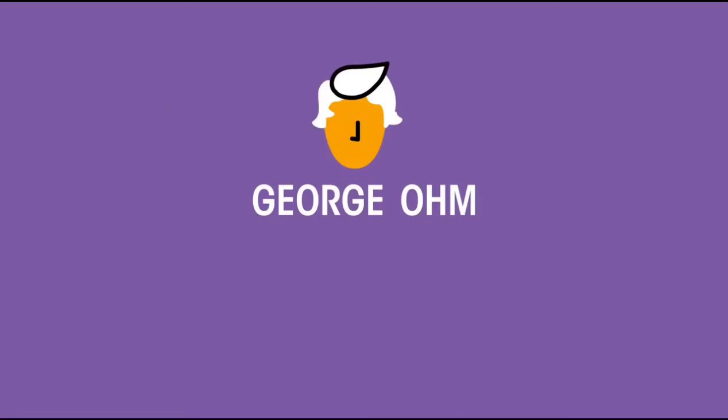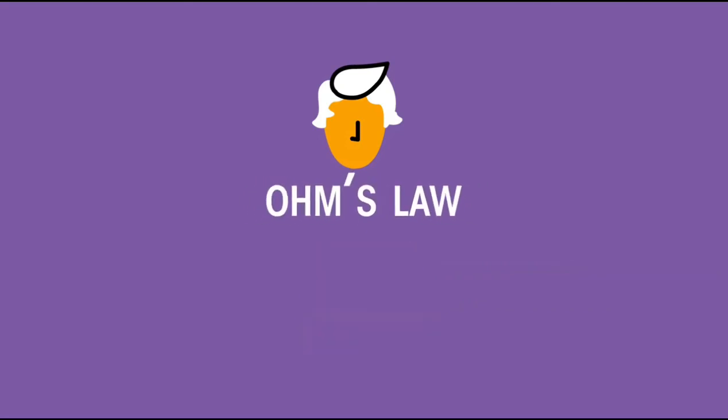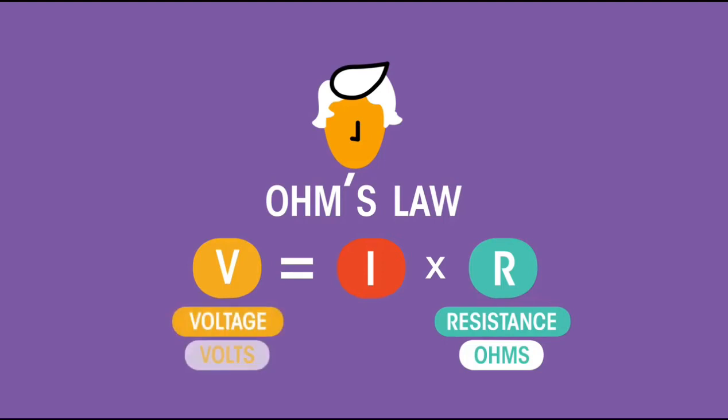George Ohm found a relationship between voltage, current, and resistance in a circuit, which we know as Ohm's law. V equals I times R. R is the resistance measured in ohms, V is voltage measured in volts, and I is current measured in amps. Thus, for a particular wire, if you want to double the current flowing, you need to double the voltage applied.